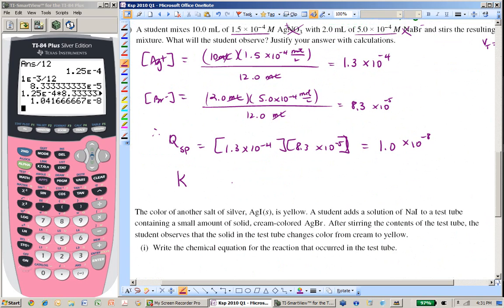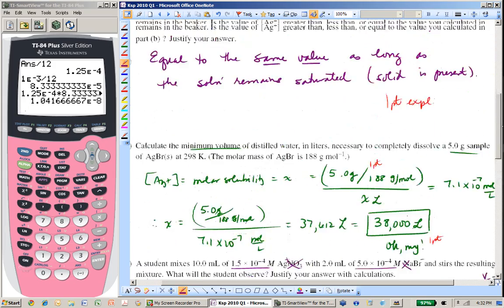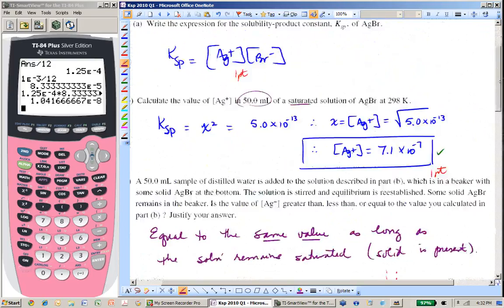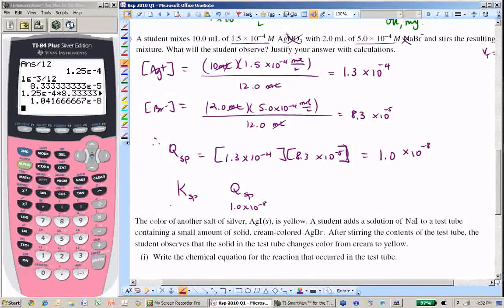So compare Q to K. I like the whole alphabetical thing. K comes before Q in the alphabet. They're both SPs, so it's a valid comparison. We know that QSP is 1.0 times 10 to the minus 8. And you do not have to write it this way. I do this for you so you can see it. You can line them up and you can see it better, and that helps your brain sort it better. And the KSP was way back up at the top of the page. 5 times 10 to the minus 13 is way smaller.